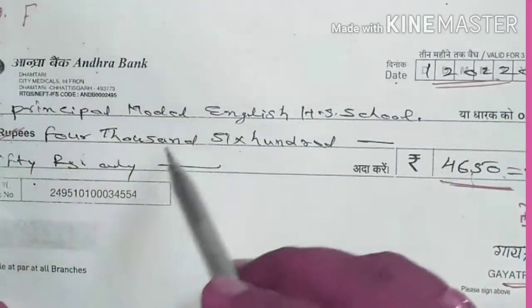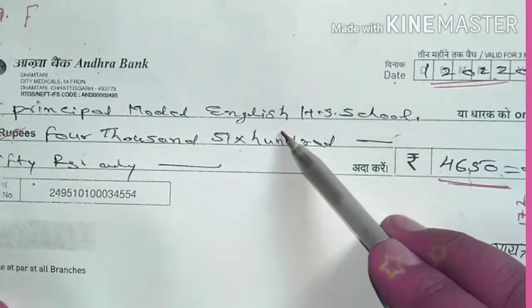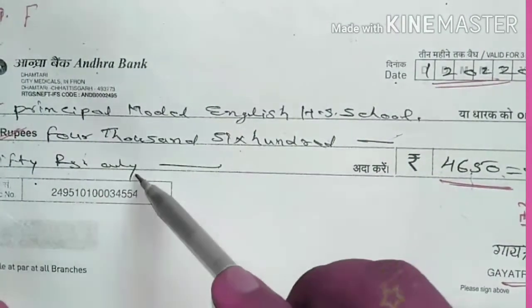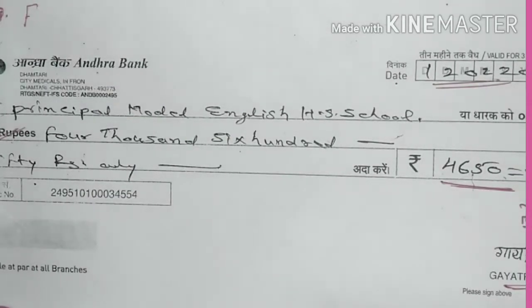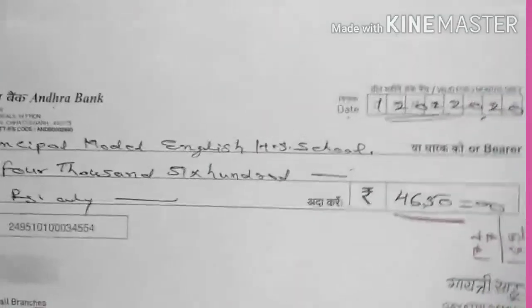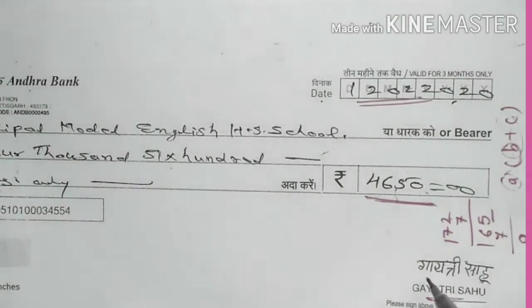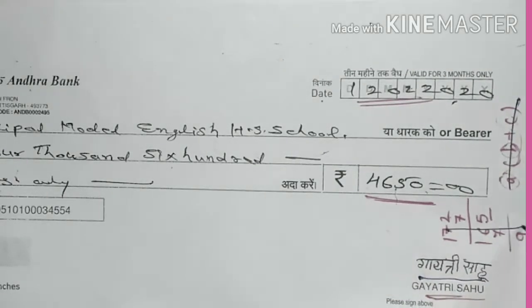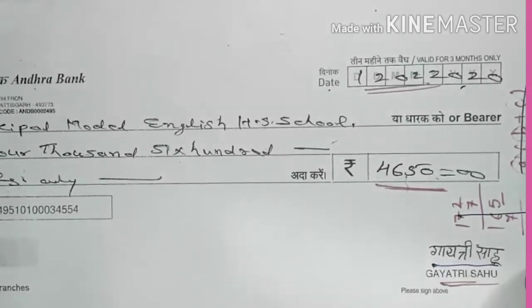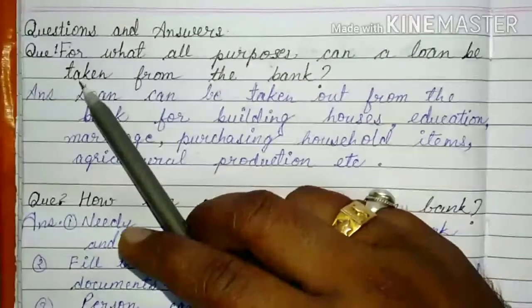4650 rupees. So you have to write in words here. 4650 rupees only. Then this is your check number, and whenever you are giving your check, you have to sign here. This is your sign. Understood? Okay. Now these are your questions.